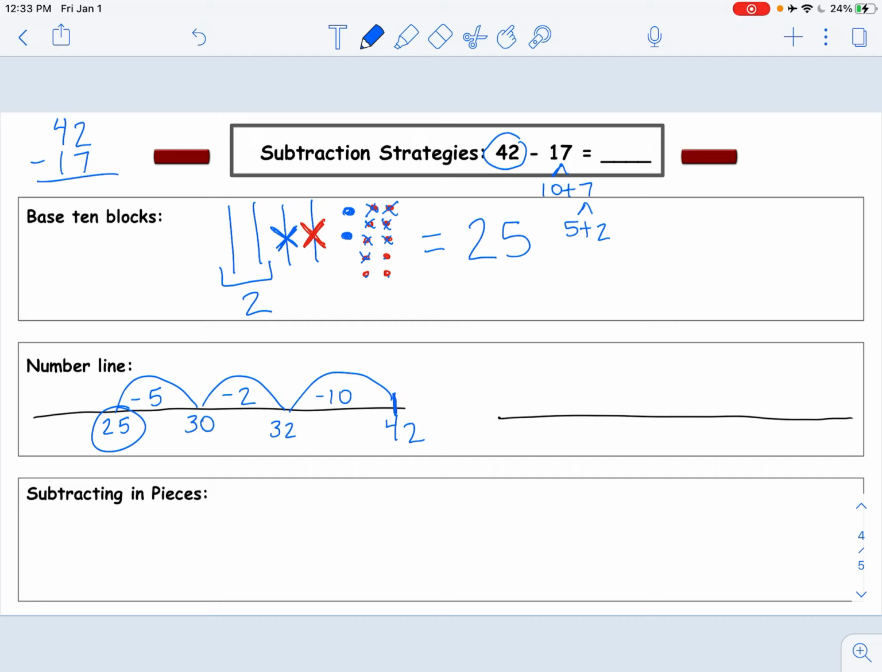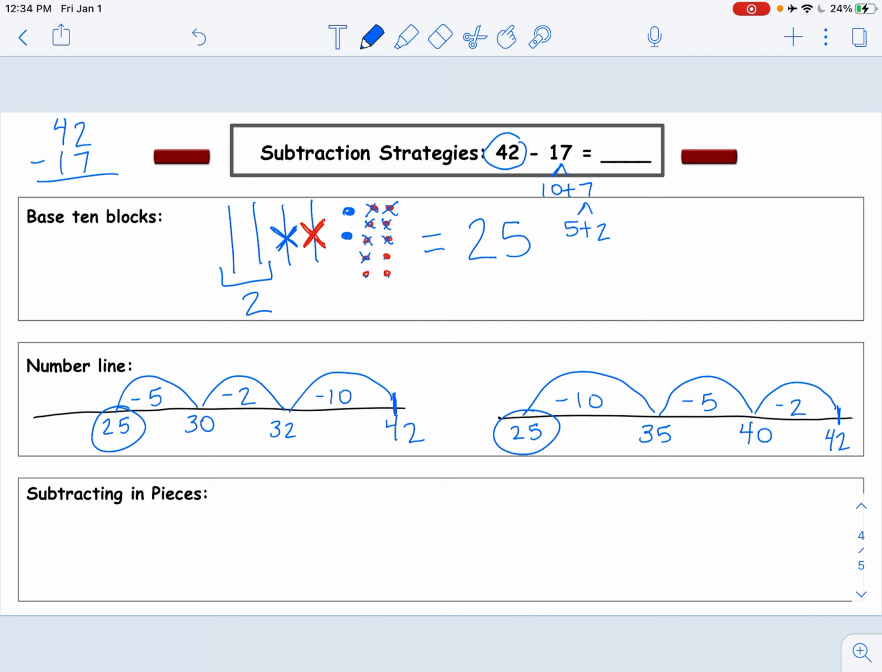Another option could be starting with that 42 and going backwards. This time I'm going to subtract the minus 2 right away, because I can see 42 minus 2 gets me to a nice friendly number of 40. And then maybe minus that 5 and get to 35. And then my minus 10 to 25. So again, either way works. They're both very efficient ways.